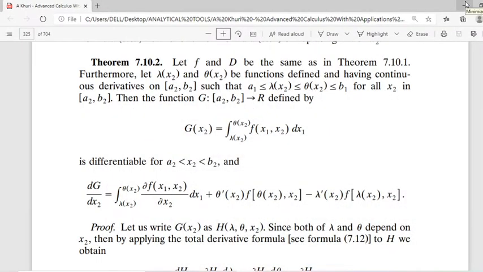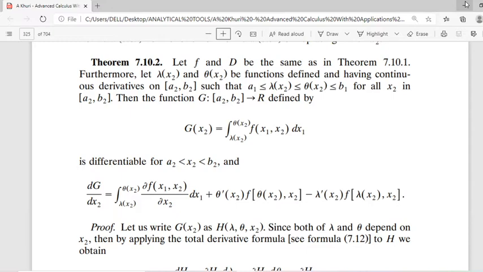Dear students, today we are discussing theorem 7.10.2. Okay, so we have the situation of interchange of integration and differentiation. We can apply that theorem to develop new theorems. So this is the theorem under consideration.